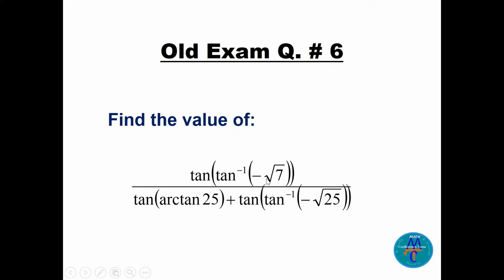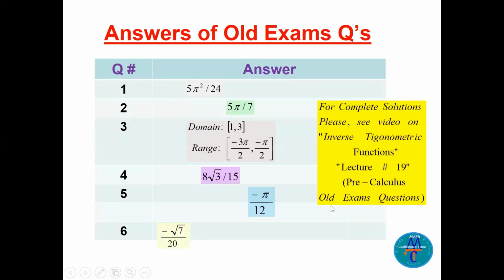And question number 6, find the value of tan inverse of minus square root of 7 divided by this sum here, tan arctan of 25 plus tan inverse of minus square root of 25. Now, as usual, these are the final answers of these 6 questions. You can try them, please. For complete solutions, you can see the video on the inverse trigonometric functions, lecture number 19, pre-calculus, all the exam questions.